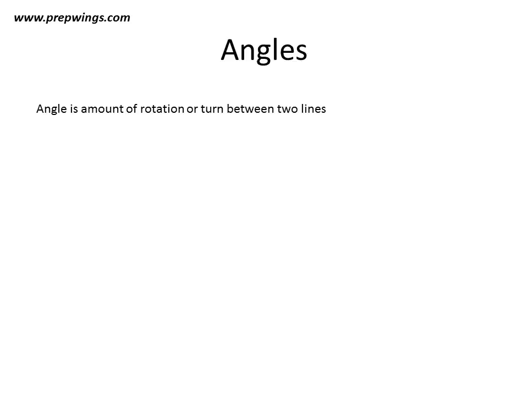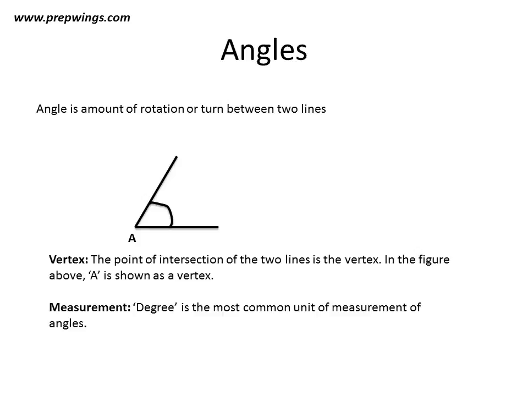Now angles. Angle is the amount of rotation or turn between two lines. So an angle A is shown over here. Okay. Vertex is the point of intersection of the two lines. In this figure A is the vertex. Okay. Angle is usually measured in degree.